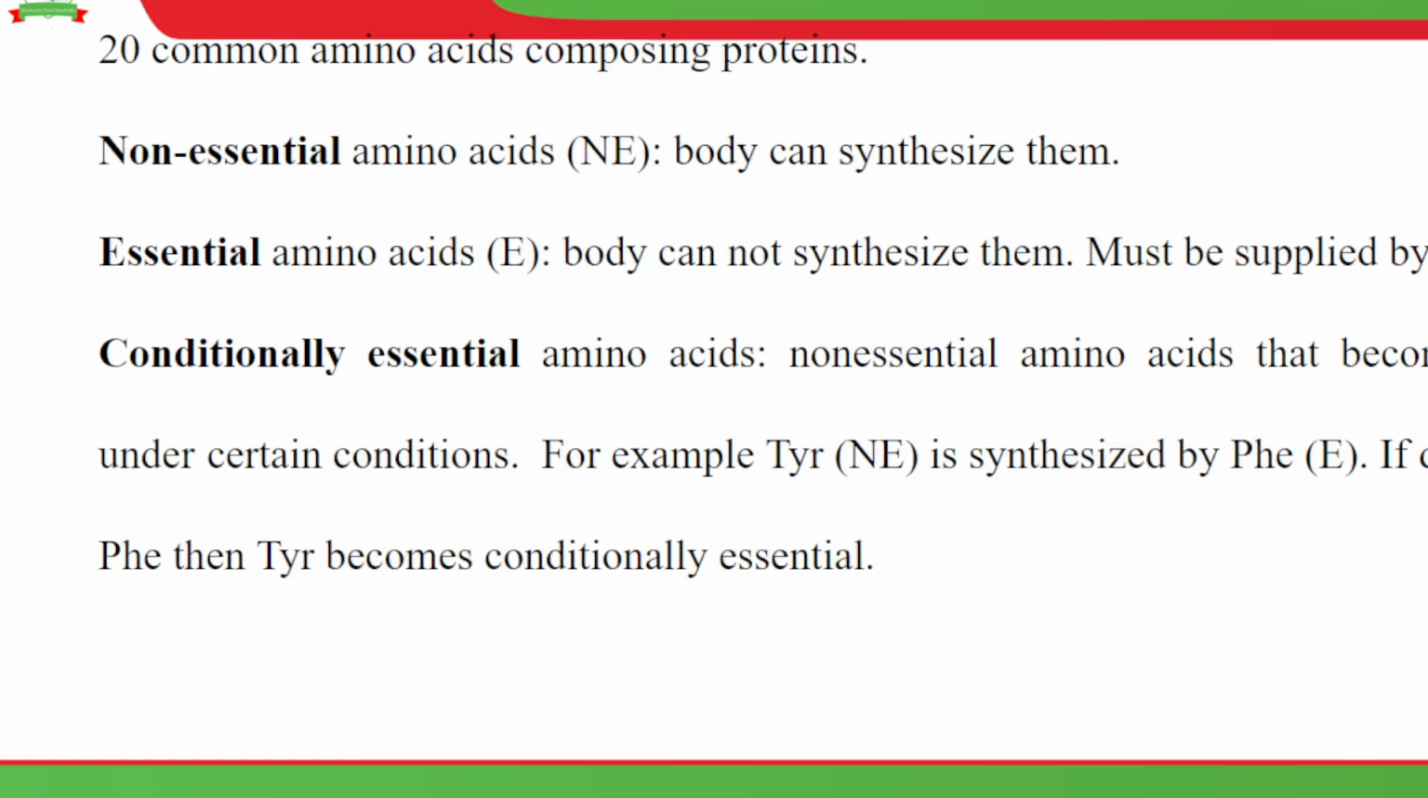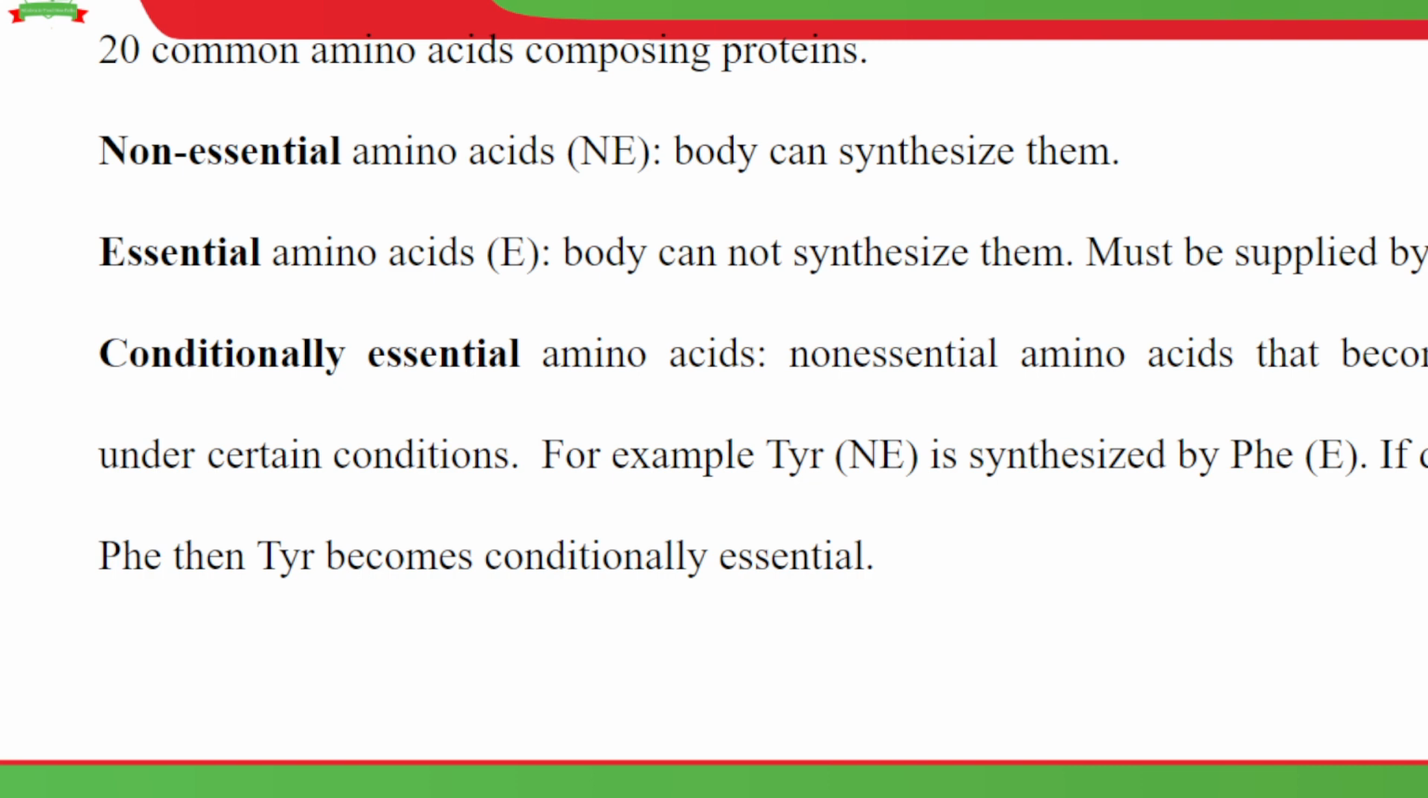Let's look into the concept of protein quality. There are 20 common amino acids that compose proteins. They are grouped into the non-essential amino acids, and these are amino acids that your body can synthesize. Your body can make them for itself. And then the essential amino acids are those that cannot be synthesized by the body, but must be supplied from your diet.